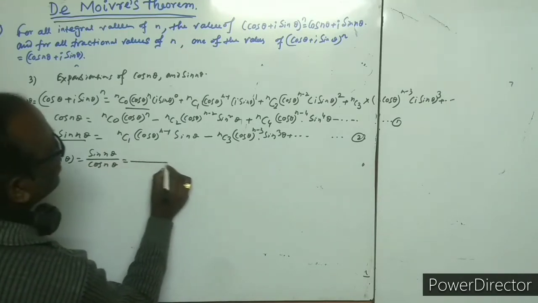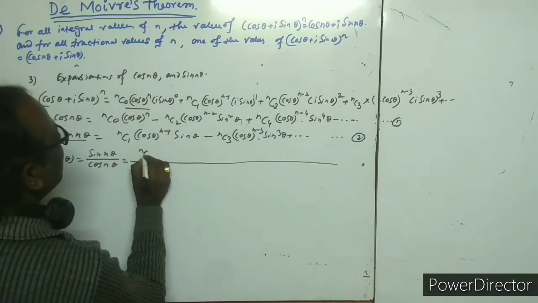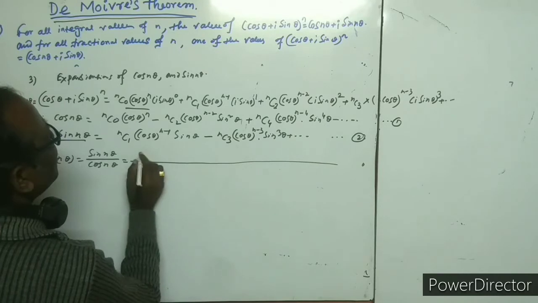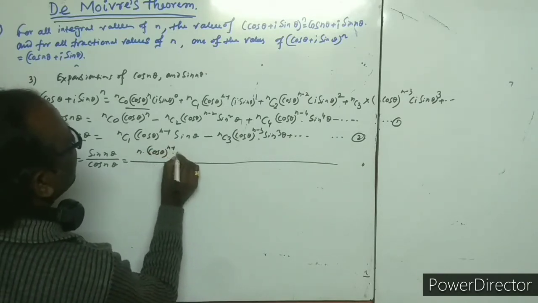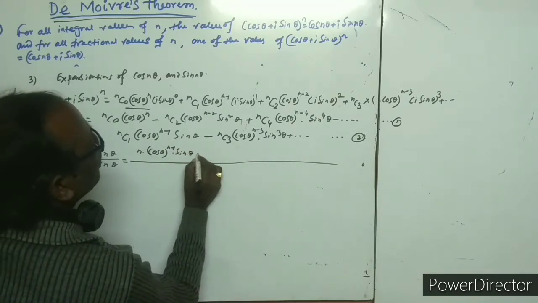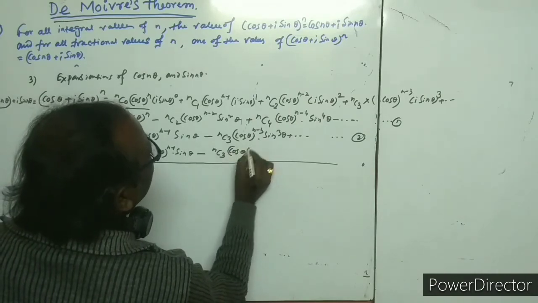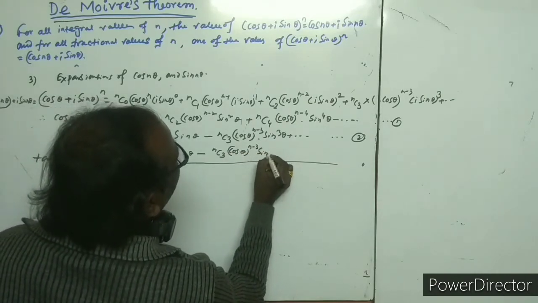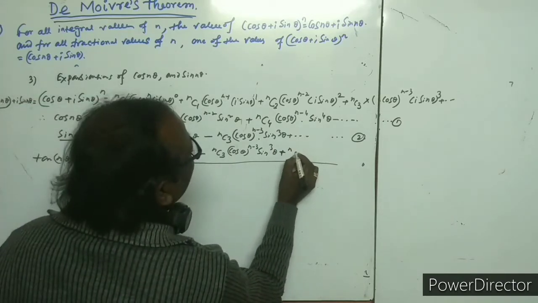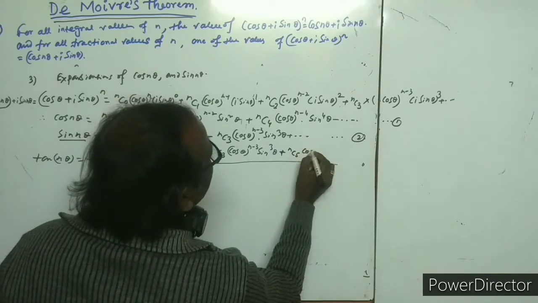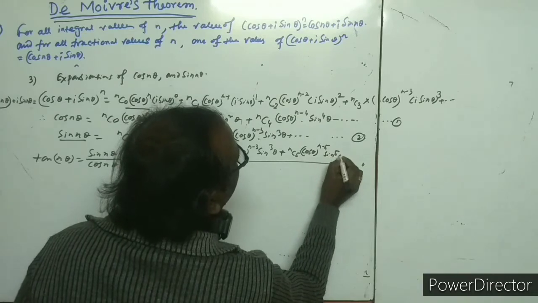and that is equal to sine n theta by cos n theta. For sine n theta, this is nC1, so write here n cos theta to the power n minus 1 into sine theta. And this is nC3 cos theta to the power n minus 3 and sine cube theta. Again we repeat the next term, nC5 cos theta to the power n minus 5 and sine to the power 5 theta.